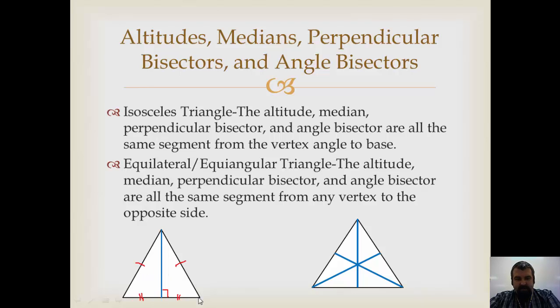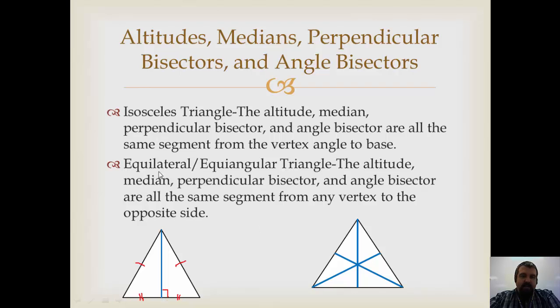So if I would draw a segment from here and made it perpendicular over here, it would not necessarily be an altitude. Sorry, it would not necessarily be a median or a perpendicular bisector or an angle bisector. It's only from the vertex angle here that it's all 4 guaranteed.